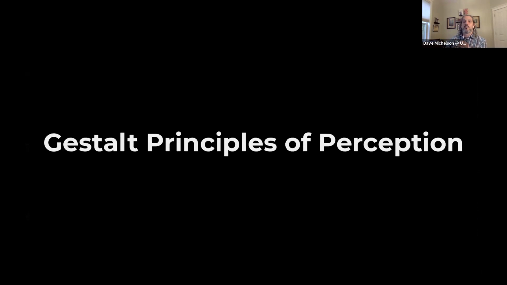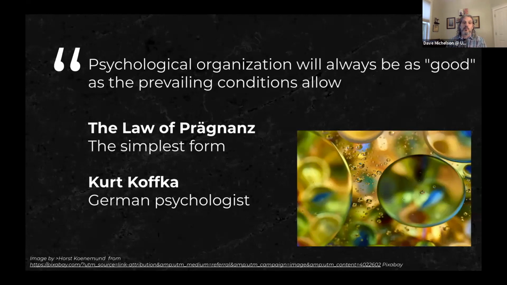And this is where Gestalt principles come in. So the Gestalt principles are perceptual organizational, a set of laws that describe that. And they were created by a group of German psychologists in the early 1900s. The foundational piece of Gestalt is the law of Prägnanz, which states psychological organization will always be as good as the prevailing conditions allow. A lot of people just say it's the simplest form.